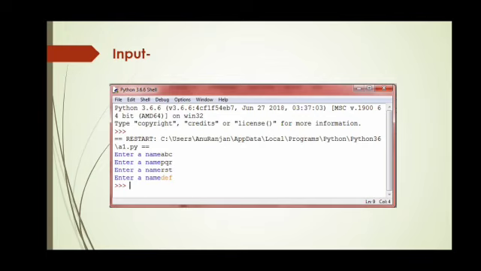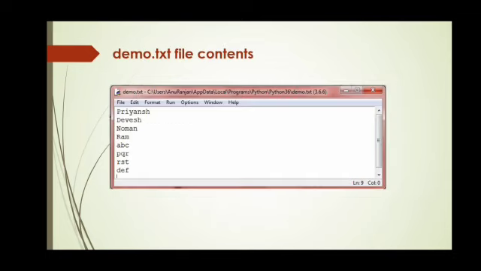Now when I run this program, see, these are the values that I have taken as input: A, B, C, P, Q, R, S, T, D, E, F. Now you can have a look at the content of the text file. Initially these were the content of the text file, and then after that, without deleting them, it has added new content to the text file.